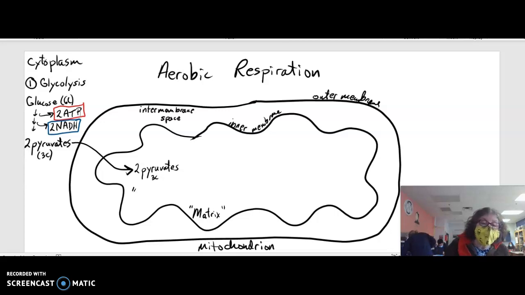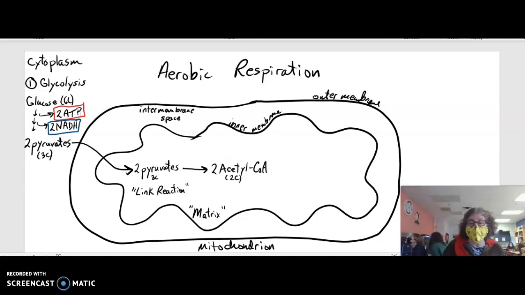Remember there's 3 carbons each here, right? And something happens called the link reaction. The link reaction is often not really discussed a whole lot. Certainly you didn't hear about it in 9th grade. And sometimes, I'm not even sure Mr. Anderson mentions it, but it's important because in the link reaction, that's where the pyruvates are turned into 2 acetyl groups, which are 2 carbons each, right? Which connect to a very important coenzyme A that escorts them into the Krebs cycle. So that is actually important.